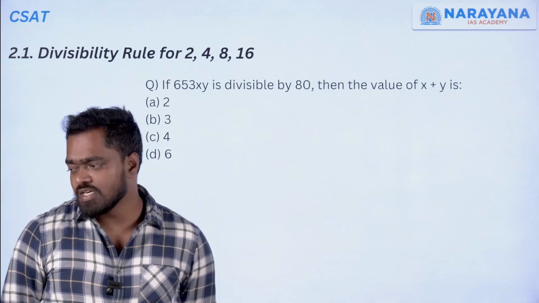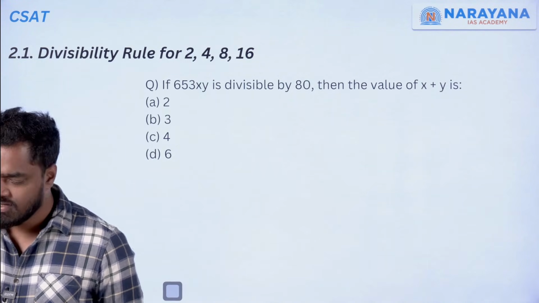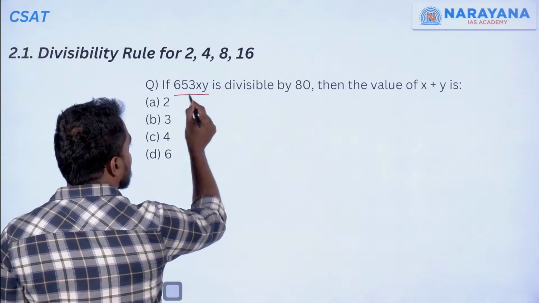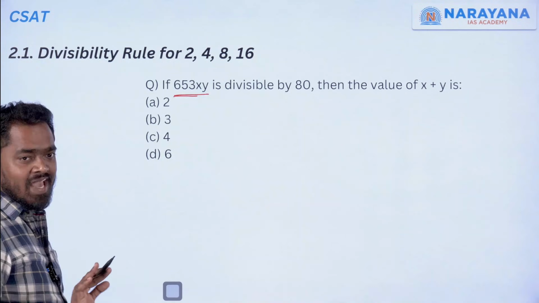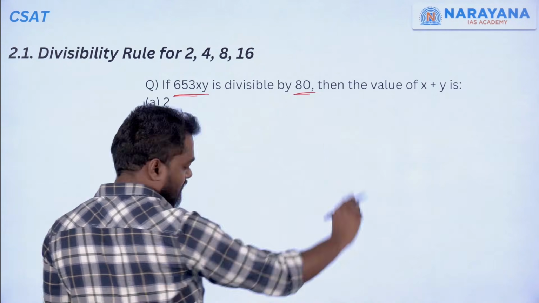These are very easy questions. You should not take much time to solve these kind of questions. Okay, let's try to solve it. So the number given is 653xy. So this is a number which is divisible by 80.